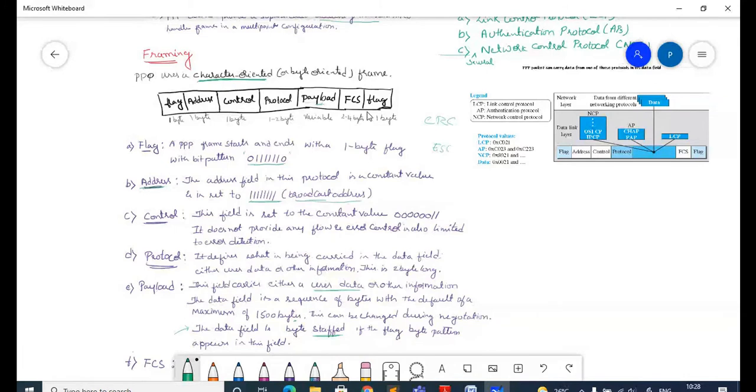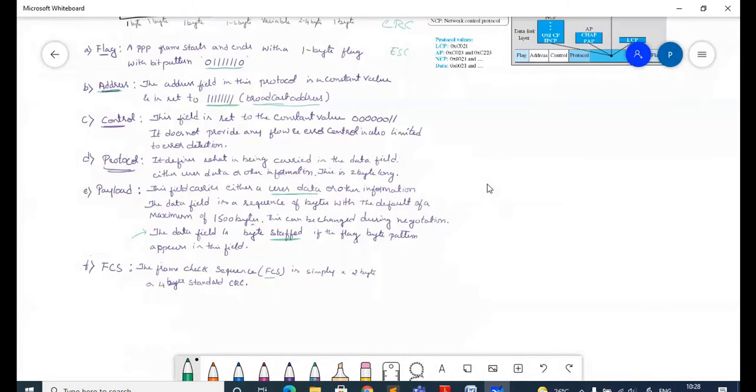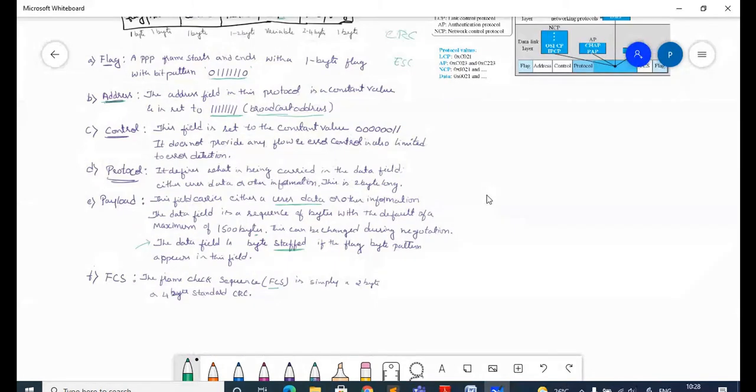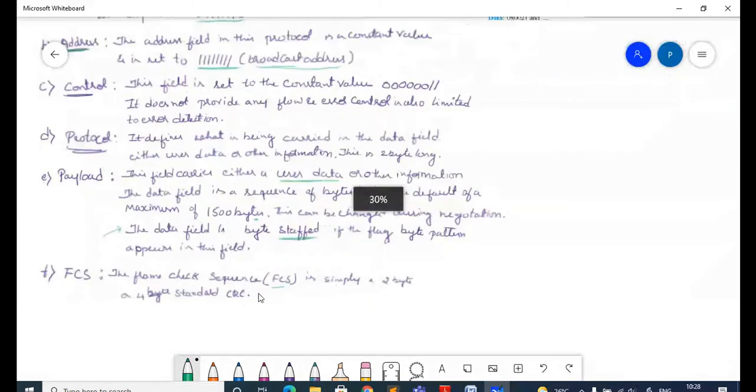So FCS stands for frame checksum sequence. It is very similar to your CRC, cyclic redundancy check. Because we are dealing with a frame, the name is changed to FCS. All those extra bits you can observe here. It is a standard CRC. Instead of specifying CRC, they have given frame checksum sequence. Both are the same. So this field is used for error detection.